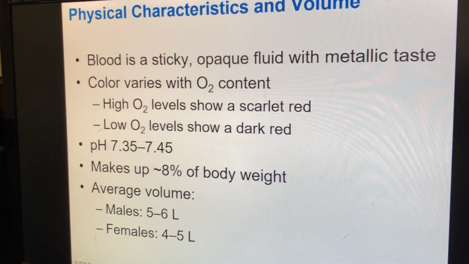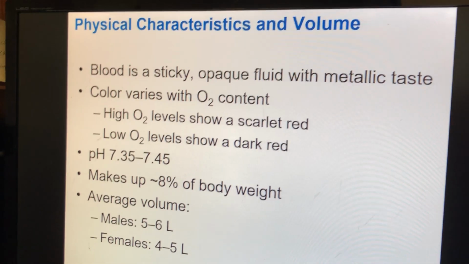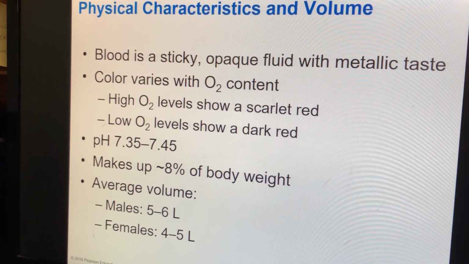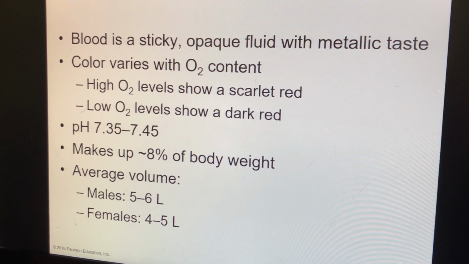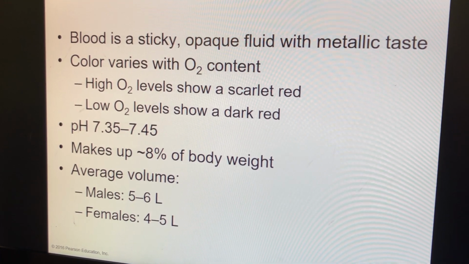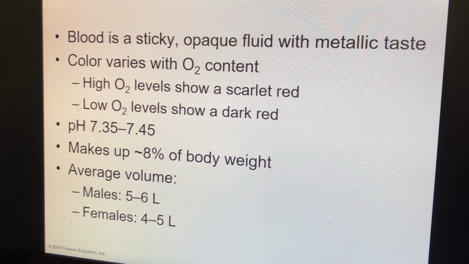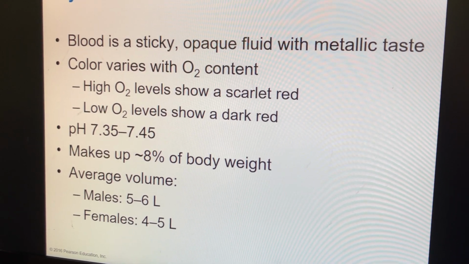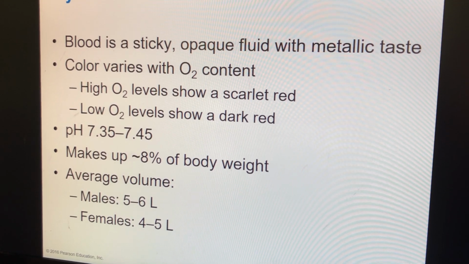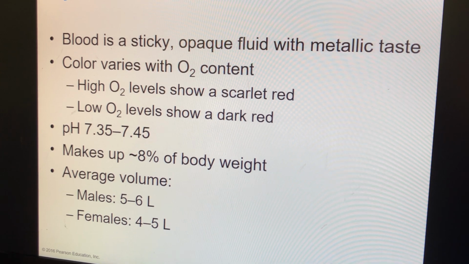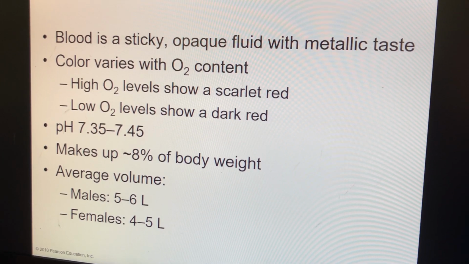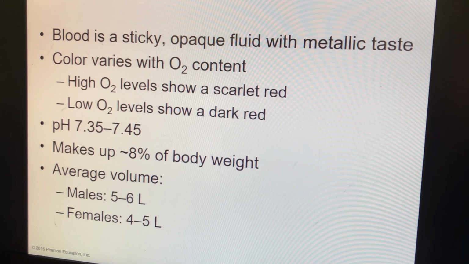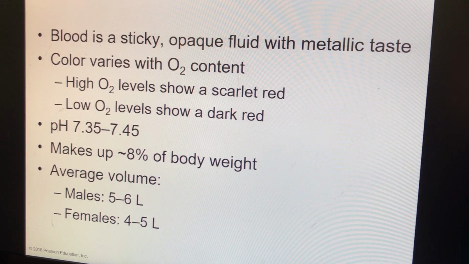More than likely, all of you have had something that has bled, and it does have a metallic taste to it. If you have a scarlet red blood, you have a high oxygen content. If you have blood that looks more like molasses, you're going to have a low oxygen content. The pH is going to be neutral, and as this graph shows you, it's somewhere between 7.35 and 7.45.